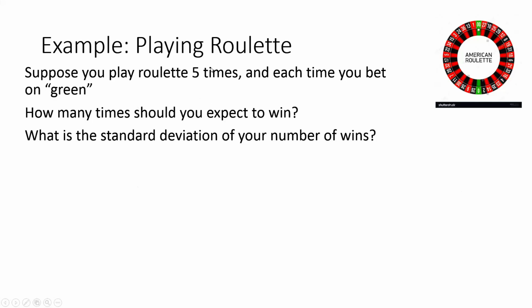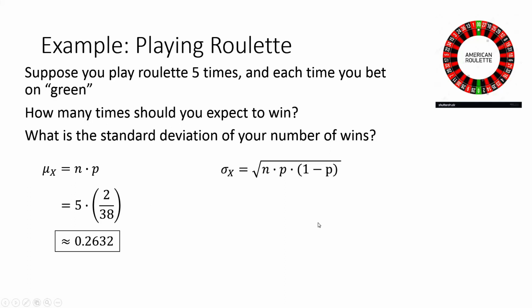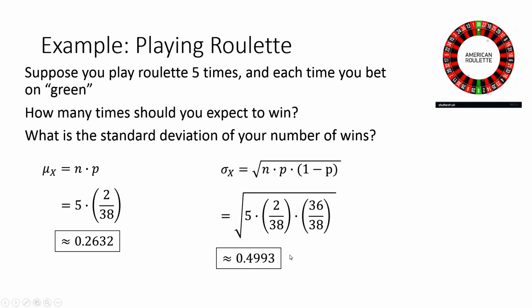But we already know that this is a binomial random variable, so we know that we can use this formula for the mean. So the mean is going to be the number of trials times the probability of success. Well, we're playing the game 5 times. The probability of winning was 2 out of 38. So then the mean is 0.2632. So you'd expect to win less than 1 time if you're playing 5 rounds betting on green. That's your expectation. And then the standard deviation, because it's binomial, we can shortcut, use this formula. Just plug in 5 trials, probability of success, 1 minus p is probability of failure, and then that'll come out to 0.499. Okay.